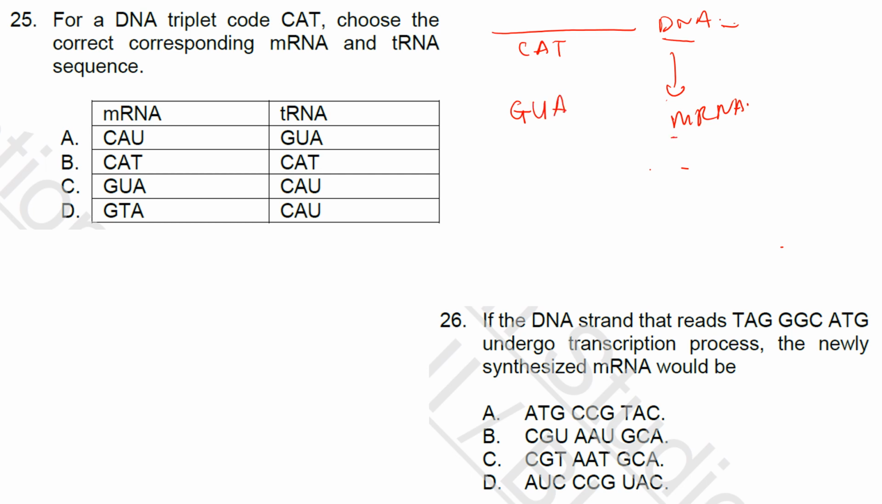From mRNA, it will complement with the anticodon on tRNA. So the anticodon on tRNA will read as G matches with C, U with A, and A with U. Okay, so the answer will be which one? mRNA is GUA, the tRNA will be CAU, so the answer will be C.